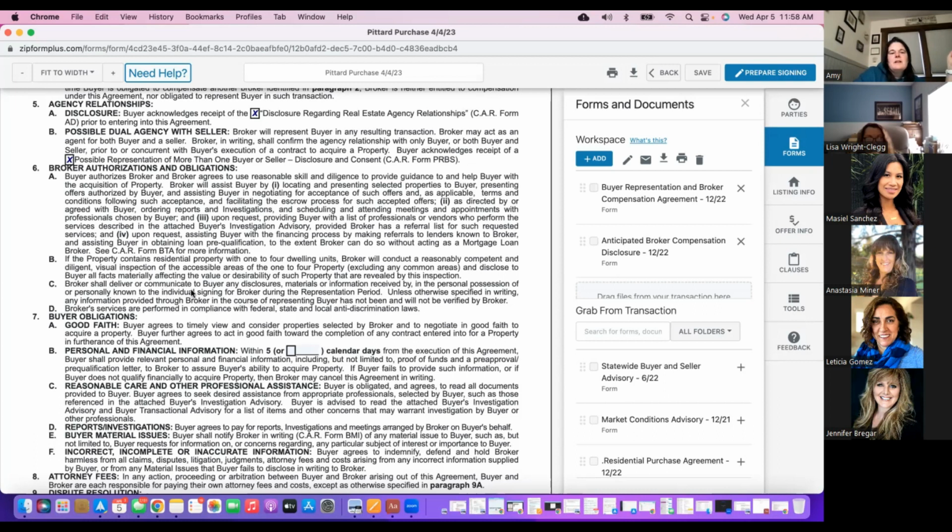Broker shall deliver or communicate to buyer any disclosures, materials, or information received by, in the personal possession of, or personally known to the individual signing for broker during the representation period, unless otherwise specified in writing. Any information provided through broker in the course of representing buyer has not been and will not be verified by broker. Broker services are performed in compliance with federal, state, and local anti-discrimination laws, right?